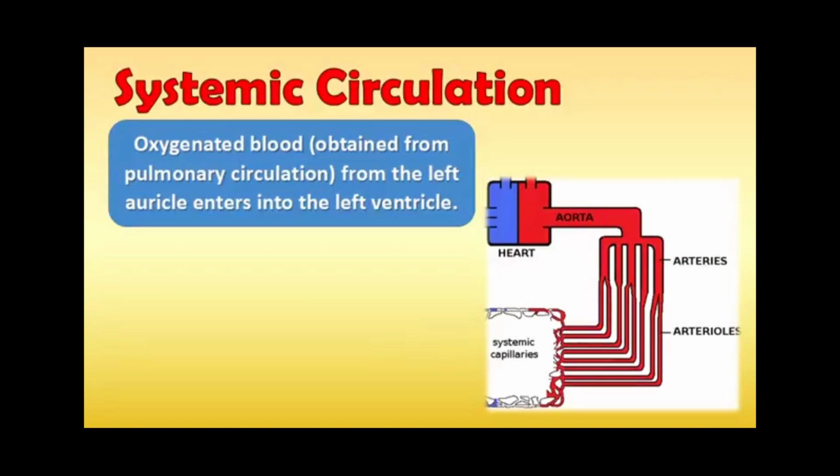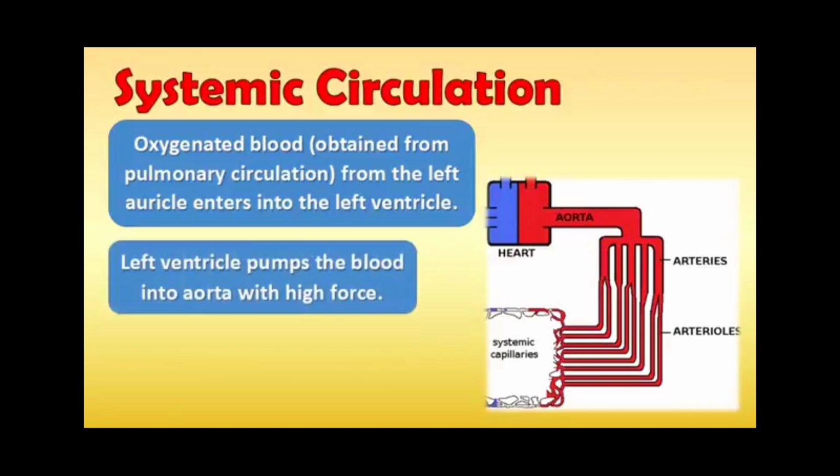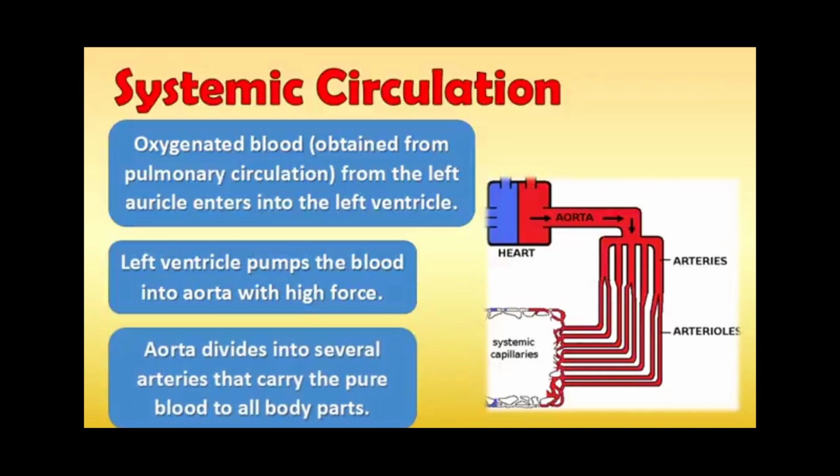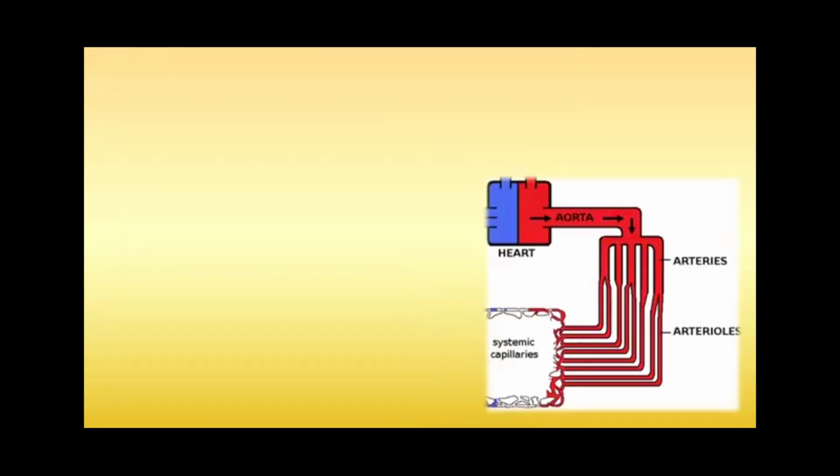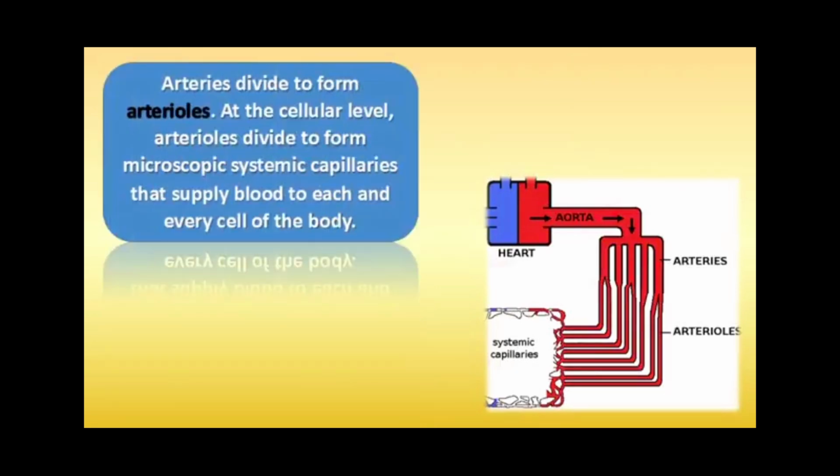Oxygenated blood from the left atrium enters into the left ventricle. Left ventricle then pumps the blood into aorta with high force. This is the reason why the left ventricle is 3 times thicker than that of the right ventricle. The aorta then divides into several arteries that carry the pure blood to all body parts. Arteries divide to form arterioles. At the cellular level, arterioles divide to form microscopic systemic capillaries that supply blood to each and every cell of the body.